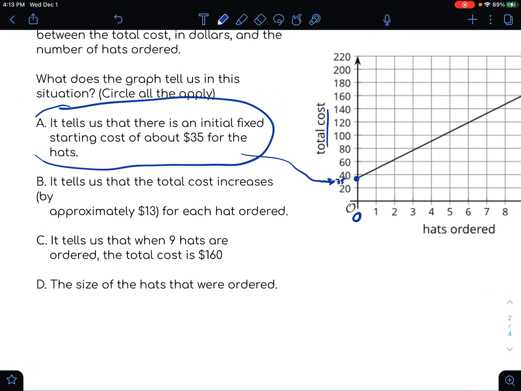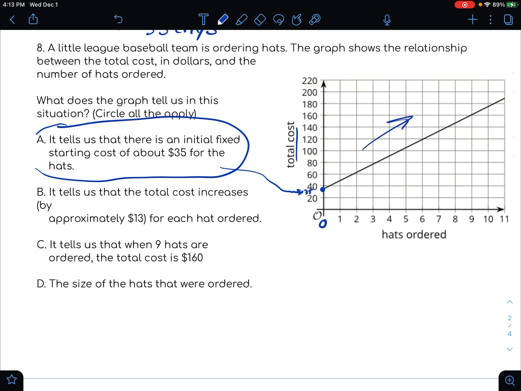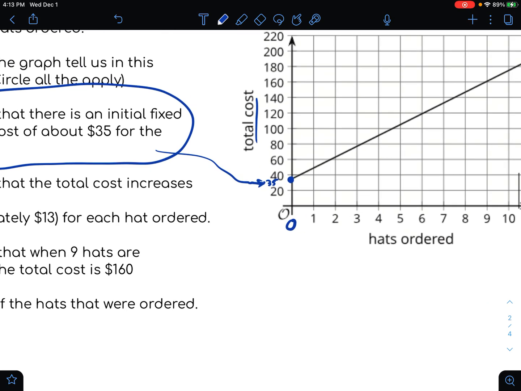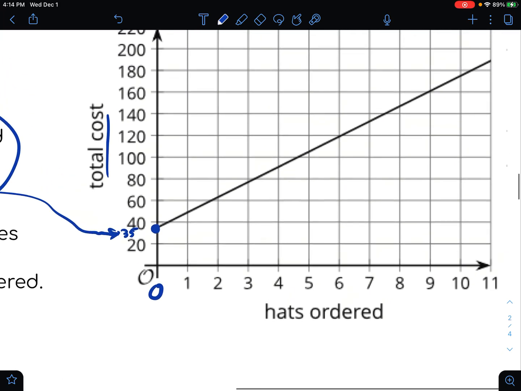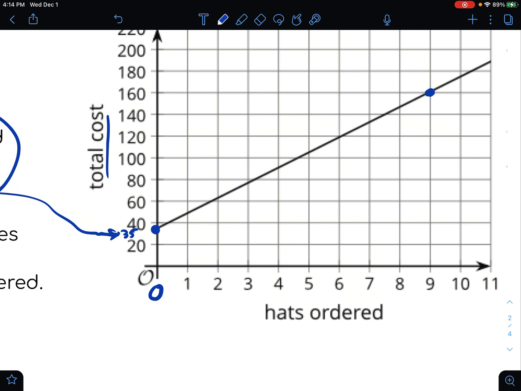All right, B, it tells us that the total cost increases by approximately $13 for each hat ordered. Well, the graph is definitely going up. As hats are ordered, the cost is increasing, which definitely makes sense. My question is, is it approximately $13 for each hat? Well, it's a little hard to see on a per hat basis how much is going up. Let me take a couple numbers that I can see. So this one right here is for like 9 hats, 160. And this one right here looks like it's about 6 hats and 120.